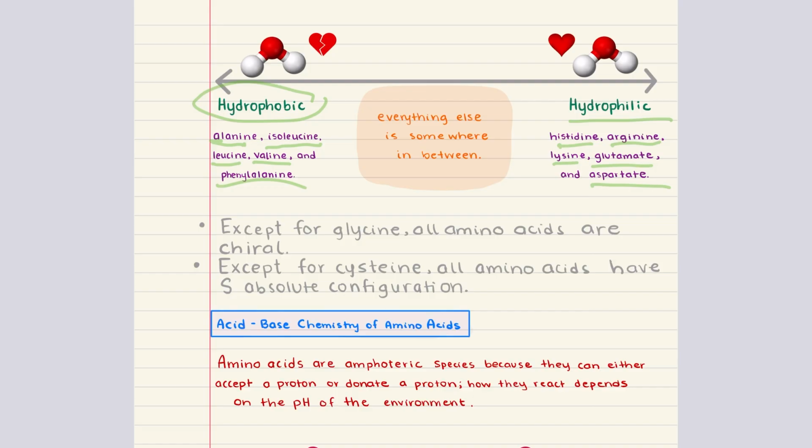Now, there are also two structural facts that are important to keep in mind. First, all amino acids are chiral except for glycine. Since glycine's side chain is just a hydrogen atom, its alpha carbon is bonded to two identical groups, so it lacks chirality. Second, all amino acids have S absolute configuration, with the exception of cysteine. Even though cysteine is still L in biological systems, its sulfur atom changes the priority order in its side chain, and that gives it an R configuration instead of S.